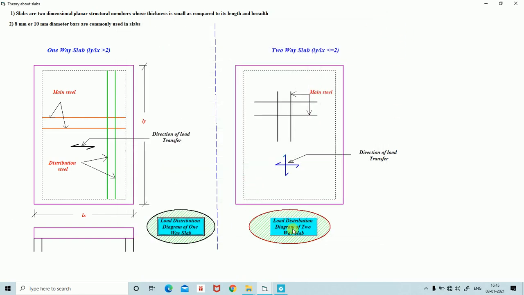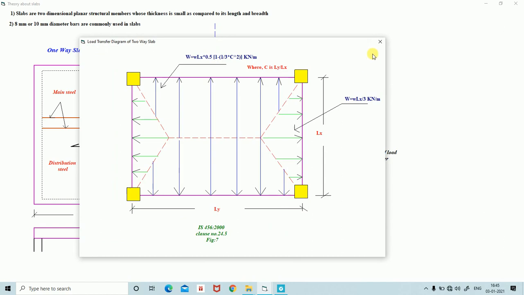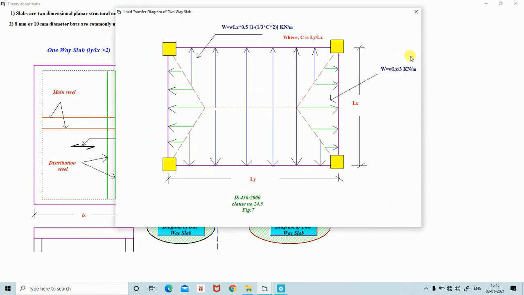Then coming to two-way slab, click on this load distribution diagram of two-way slab. You can see here there are two types of loads. One is the trapezoidal load, another one is the triangular load. You can see for triangular load, the load is capital W is equal to small w Lx by 3 kilonewton per meter.